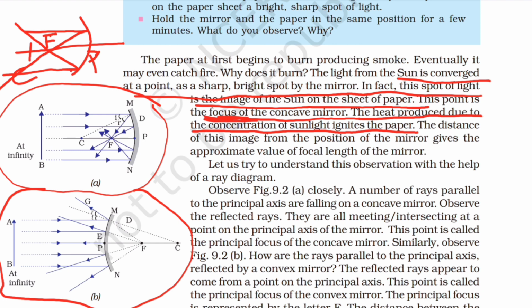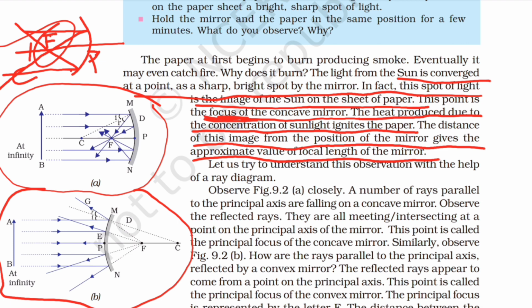The distance of this image from the position of the mirror gives the approximate value of the focal length of the mirror, where all the radiation from the sun converges on the principal axis. That is known as focus. That point is represented as F. And the distance between P and F is called focal length.